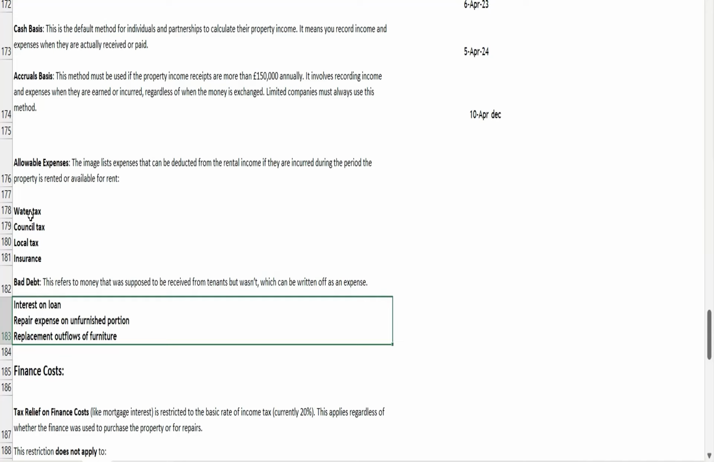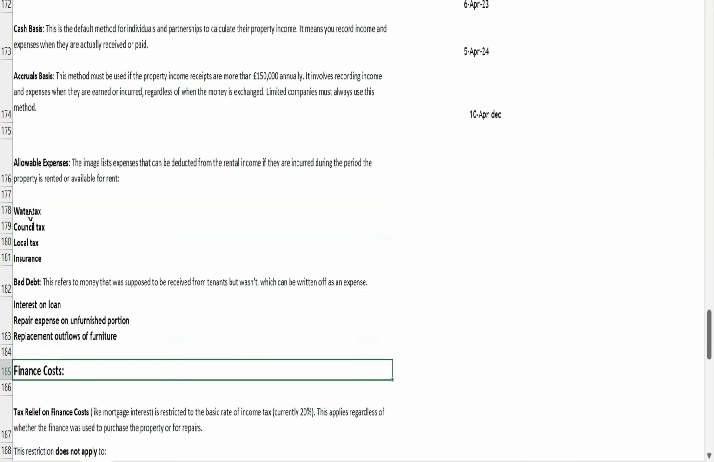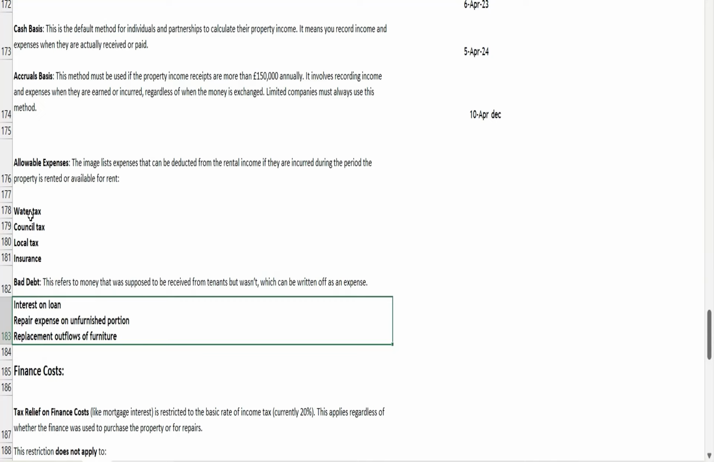Okay, so in the next video we will be learning about the finance cost, because the interest on loan is not as simple as that we can just deduct. There are a few conditions, a few criteria, a few things that need to be considered while deciding whether it is deductible or not. In the next video we will be learning about this.